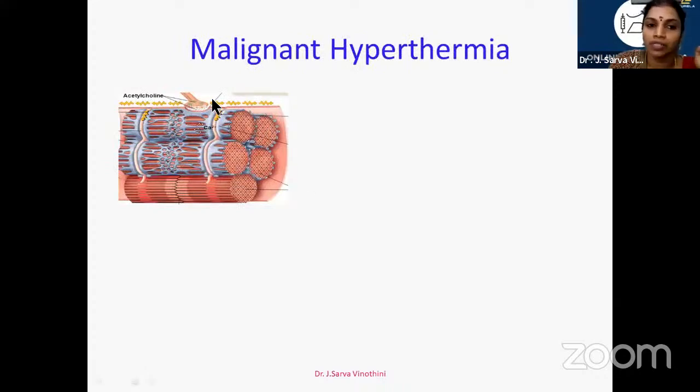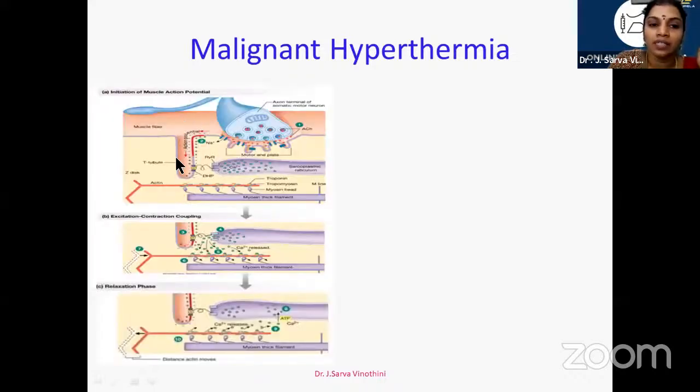During a normal depolarization, the action potential passes through the T tubules and stimulates the calcium channels and releases calcium. So during a normal action potential, it traverses through the T tubule. It stimulates this dihydropyridine receptor, which is linked to the ryanodine receptor. This is the ryanodine receptor. This is the sarcoplasmic reticulum.